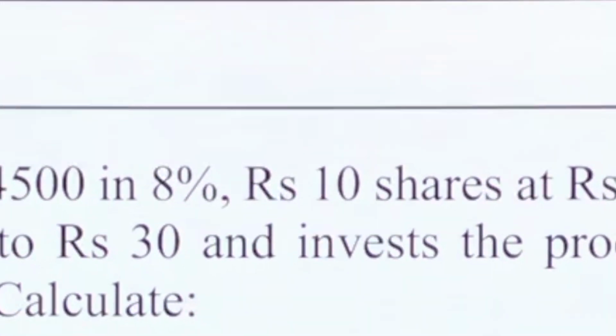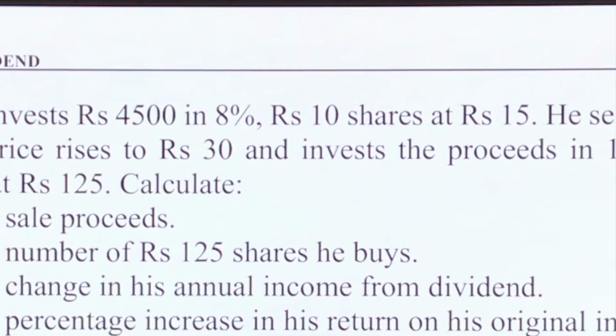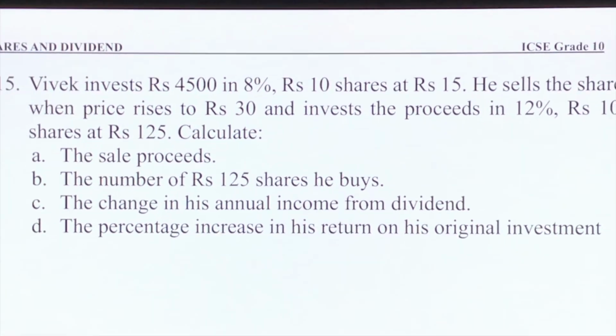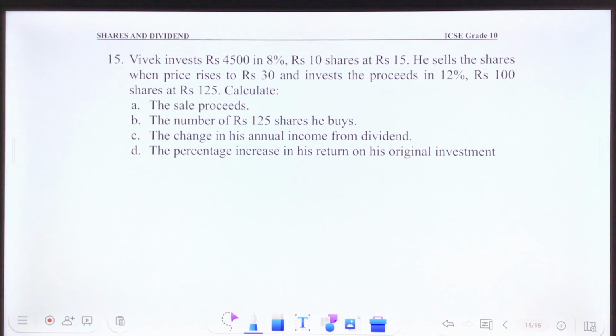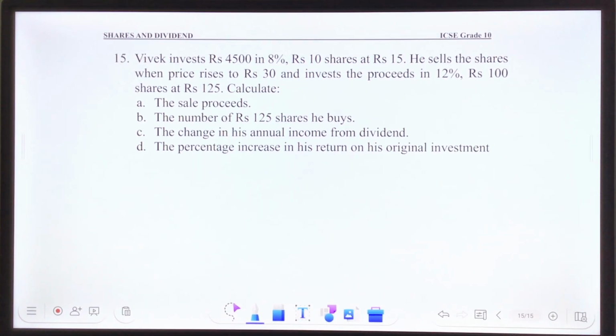The question is, Vivek invests rupees 4,500 in 8% rupees 10 shares at rupees 15. He sells the shares when the price rises to rupees 30 and invests the proceeds in 12% rupees 100 shares at rupees 125. Calculate the sale proceeds, the number of rupees 125 shares he buys, the change in his annual income, and the percentage increase on his return on his original investment.